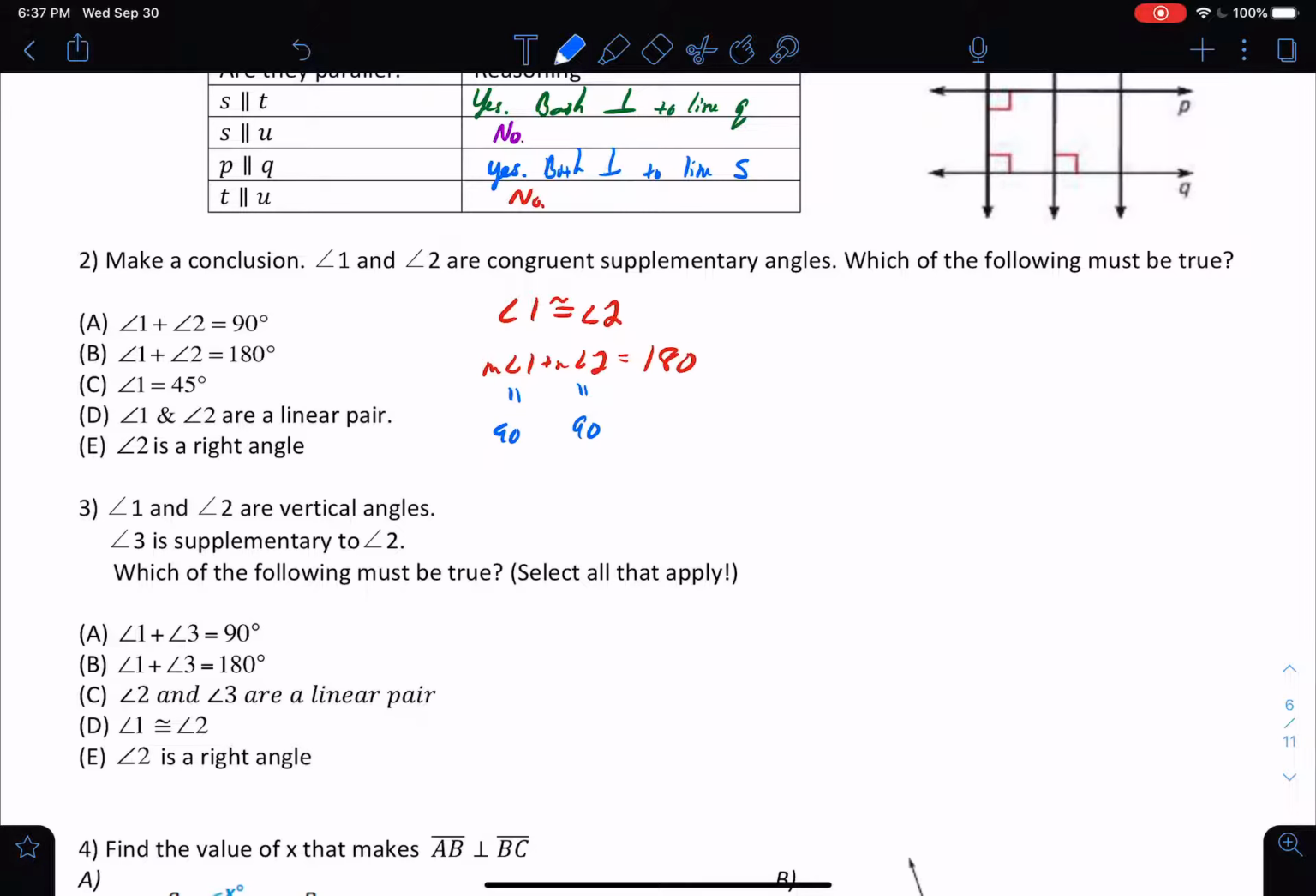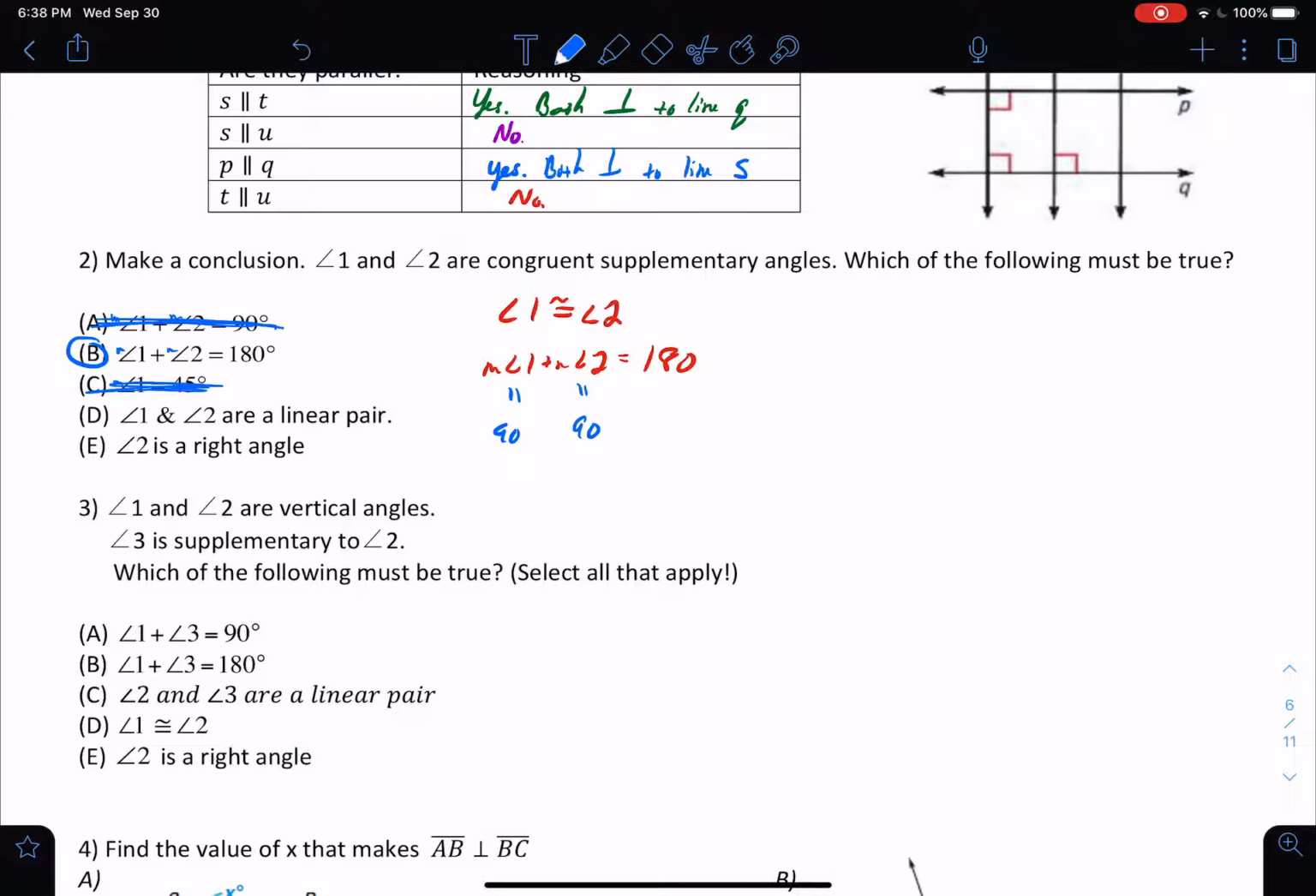Okay, so which of the following must be true? Measure of angle 1, there should be m's in front of these. But do they equal 90? I don't think 90. They're not complementary, they're supplementary. Which means B would work because they add to 180. Would the measure of angle 1 be 45? No, we know that it's got to be 90.